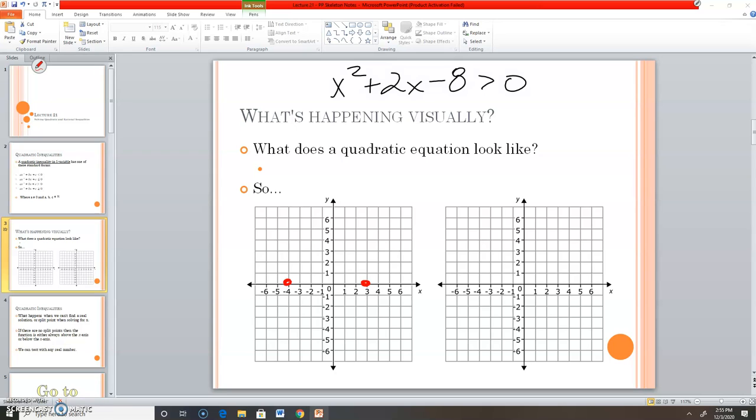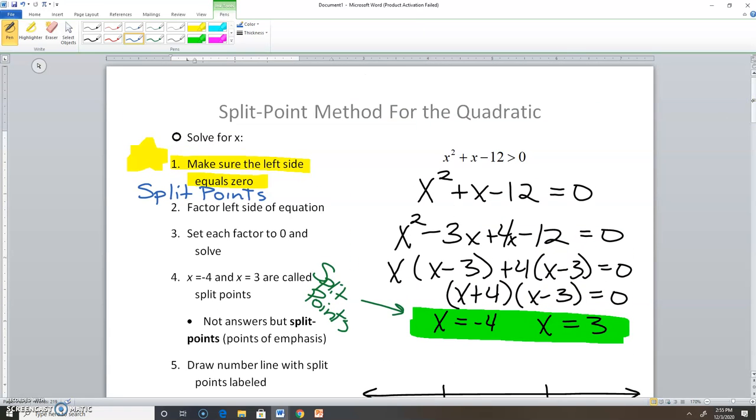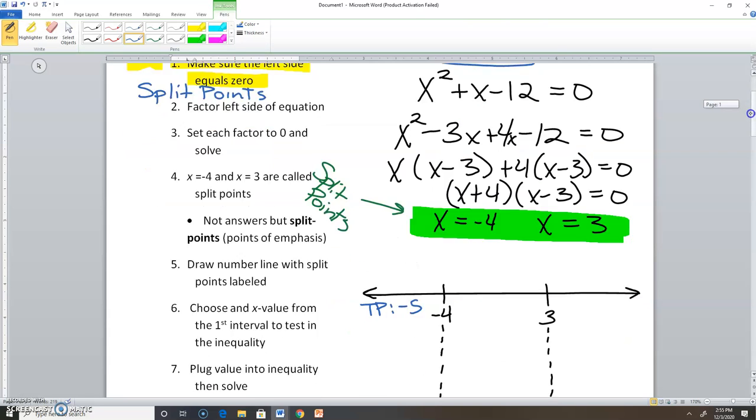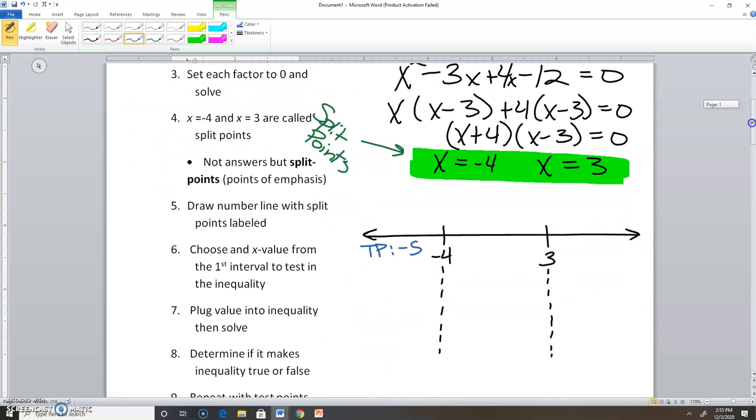We're going to pick a point over in this area and test to see: is the parabola up above or down below there? So when I do my test point, I need to pick a test point over in this area. Points that I could pick: negative 5, negative 6, negative 7, negative 8. Any point that is to the left of negative 4. And I like to label my test points so they know what I'm doing. So where do I plug that test point into? Well, I'm going to plug it into my original equation up above. So negative 5 is going to get plugged into x squared plus x minus 12.